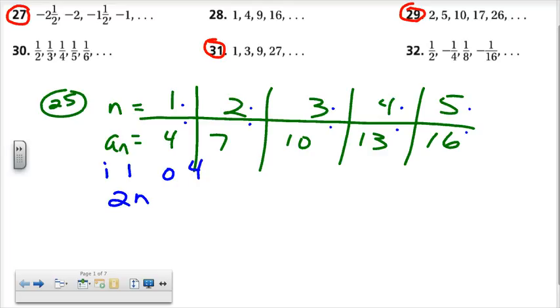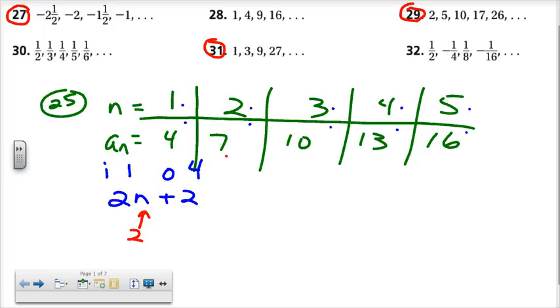Well, if I put the 1 into 2n, I'm going to get 2. And that's not 4, so I'd have to add another 2 to make that work. Now if I put a 1 into this formula, I will get 4. But the question is, does that work for the next value of n? So what I have to do is try it with n equals 2 and see whether or not it works. Well, 2 times 2 is 4, and 4 plus 2 is 6. It is not 7, so that is not the right formula.